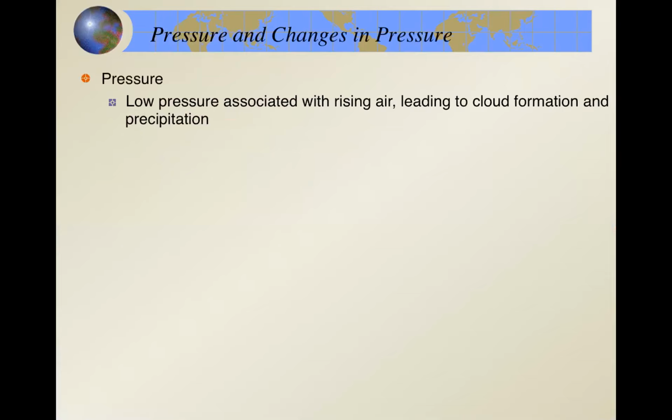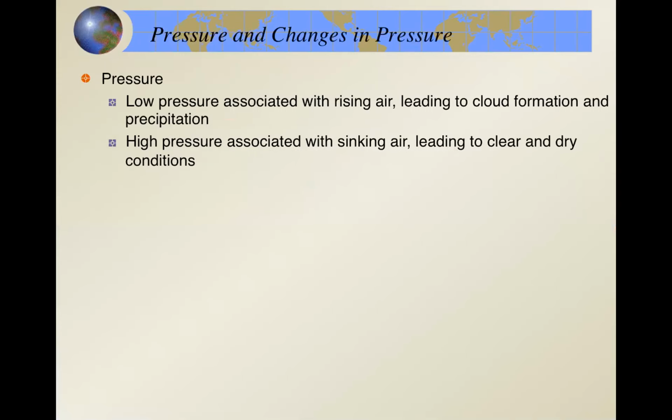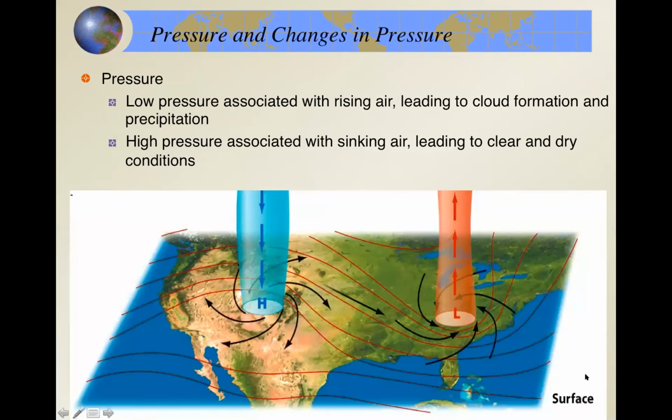So one thing we know is that for low pressures, we tend to have rising air, and rising air again leads to cloud formation and precipitation. High pressures tend to be associated with sinking air, and anytime air is sinking, this tends to cause the clouds to dissipate, leading to clear, dry conditions. So why is this?